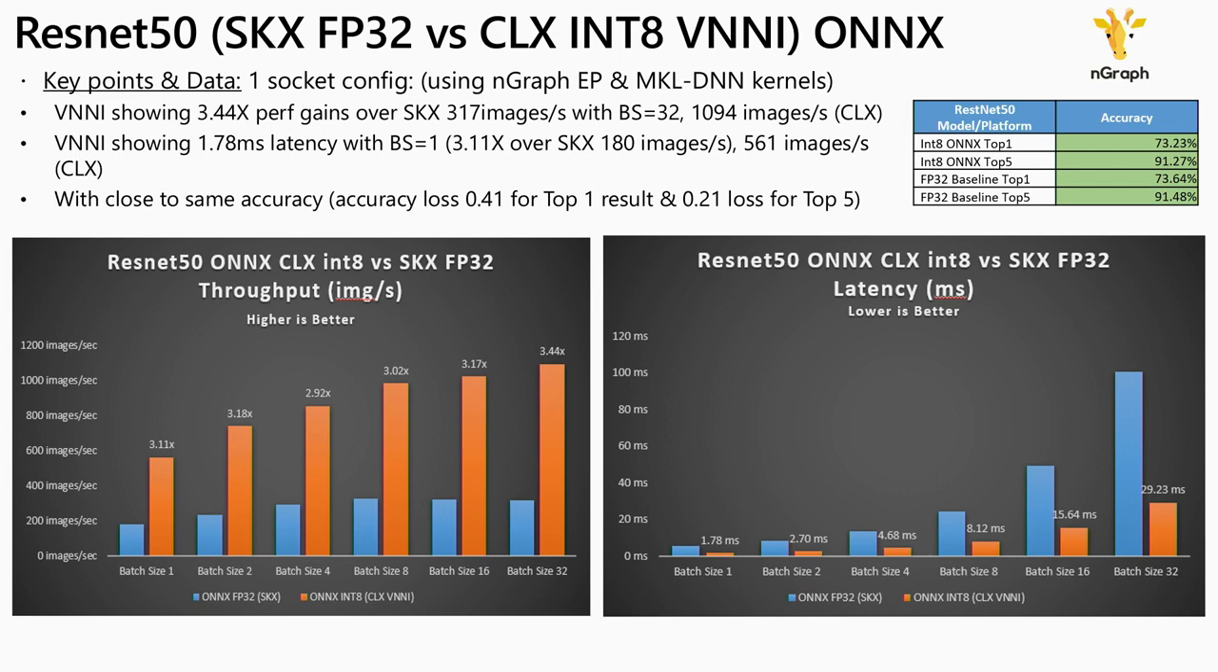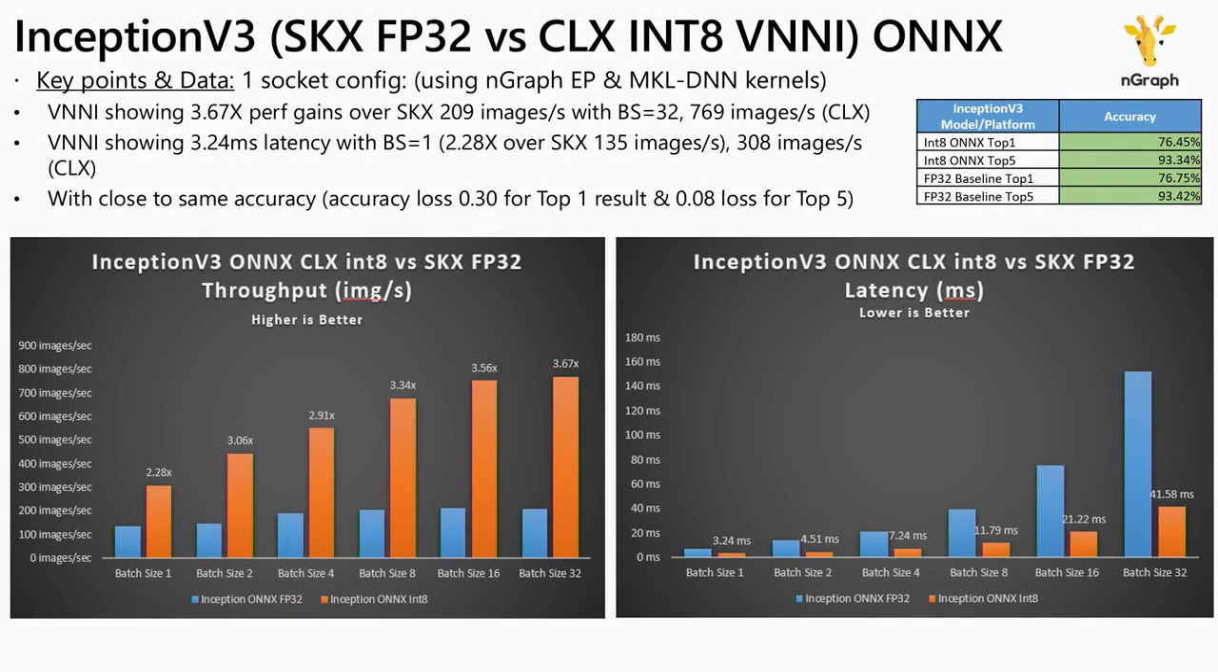Not just with ResNet 50, we were able to showcase the same kind of results with the Inception V3 model as well. So here you can see again the scaling with respect to batch size of 1 all the way to batch size of 32. We went from 2.28x all the way to 3.67x. And 3.67x gets us very close to that theoretical limit that we talked about of what we should be able to achieve going from FP32 to Int8.